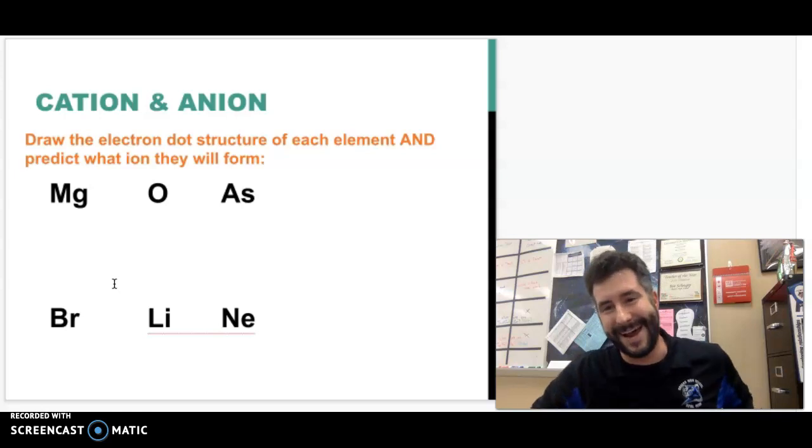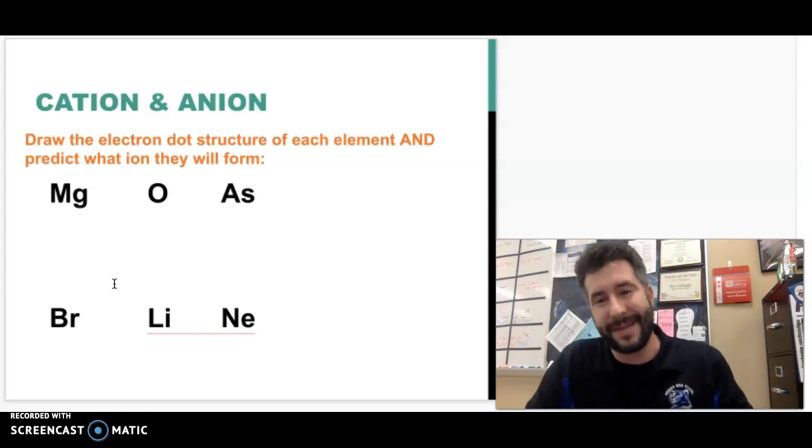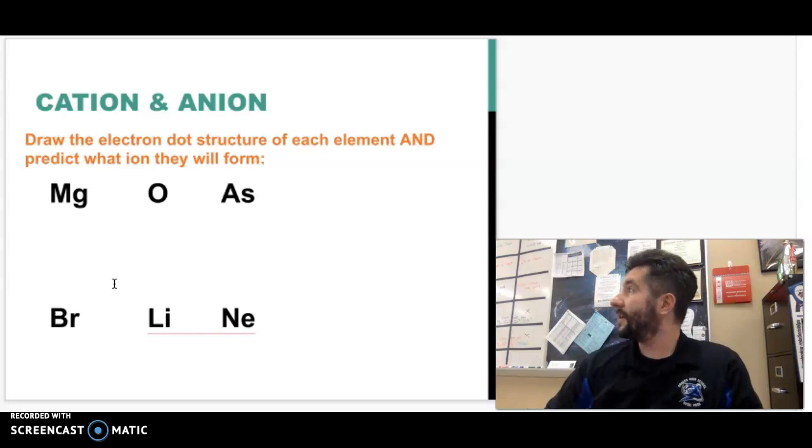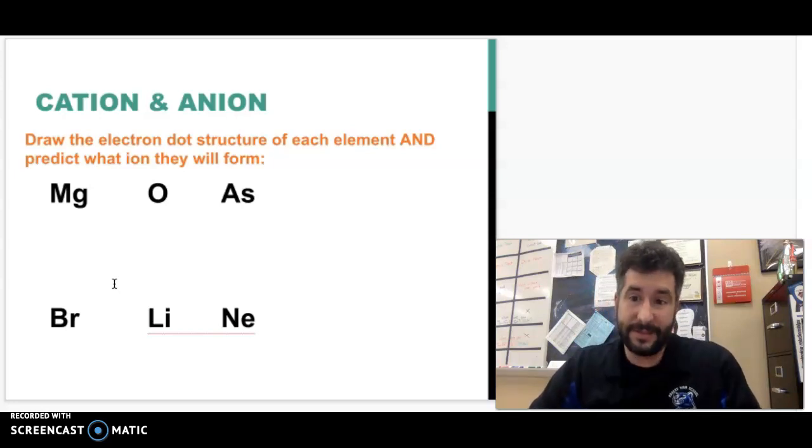Hey, nice job. You got it. Yeah, magnesium's got 2 valence, so we do 2 dots. That's going to lose them to be a +2 ion, the magnesium ion. Oxygen has 6 valence, 6 dots. It's going to gain 2 to be a 2-. Arsenic has 5 valence, so it's going to gain 3 electrons to be a -3, and that would be arsenide. Bromine has 7 valence. It's going to gain 1 and be a -1 bromide.